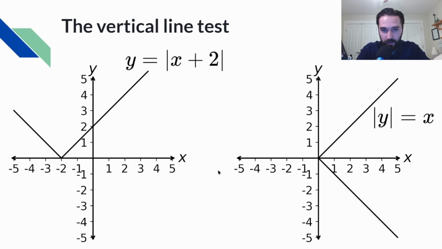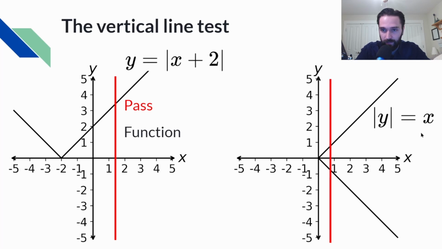Here's a couple more. Here we have y equals the absolute value of x plus 2. We can see that wherever we draw our vertical line, it's just going to hit the graph once, so it passes the vertical line test, so it is a function. But over here, absolute value of y equals x, we can draw a vertical line and it hits the graph twice. So it fails the vertical line test, so it's not a function.